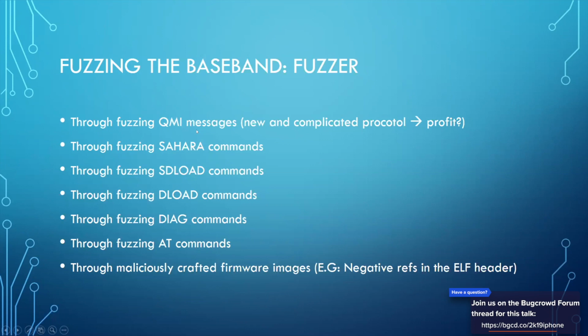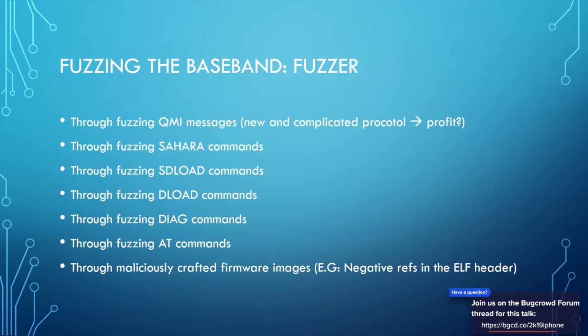You can also fuzz through SAHARA, the restore mode in which you can upload restore images, or the DLOAD interfaces for emergency restores. But there is one protocol for diagnostics that also has a lot of commands. And in the past, there was this peek and poke command for letting you take a look at certain memory locations of the baseband. And this was exploited to unlock a carrier-locked baseband. But it's patched now. So diag is also a good interface for fuzzing.